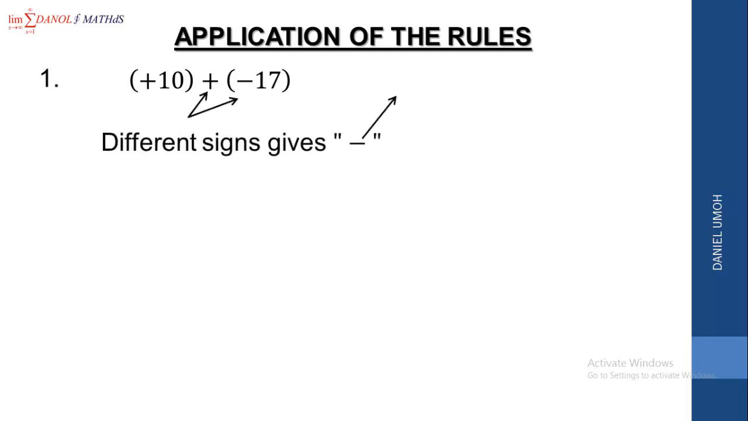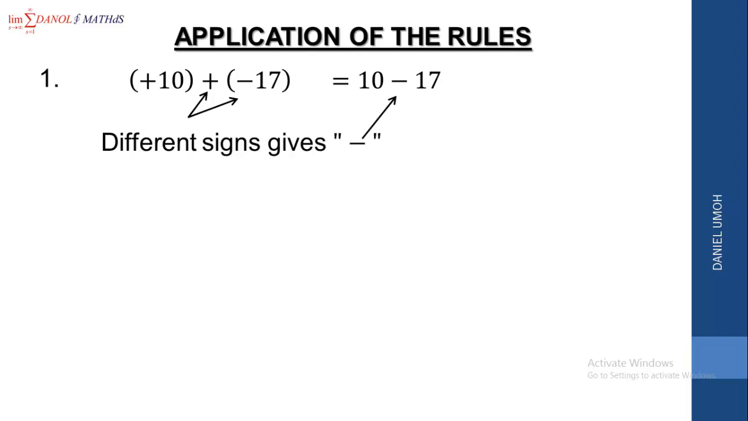Now, the application of the rules. Let's look at applications. Here, we are going to use the rules to solve some problems. Now, the first application, number 1. Plus 10 plus minus 17. Of course, you can see that the different signs, plus and minus there, give us minus. So that will change to 10 minus 17. What is 10 minus 17? Of course, you know 17 minus 10 is 7. Now, 10 minus 17 is taking us backward. So 10 minus 17 means minus 7.